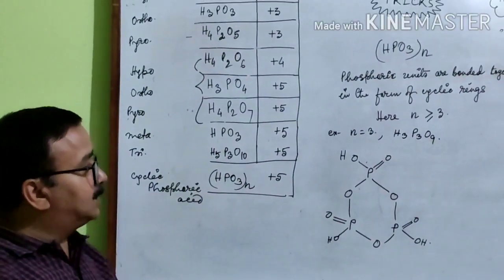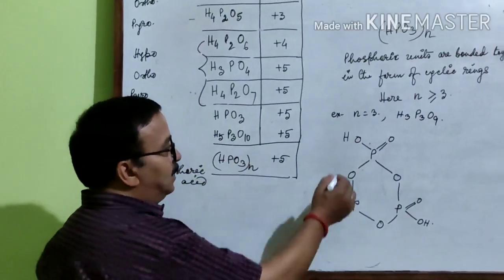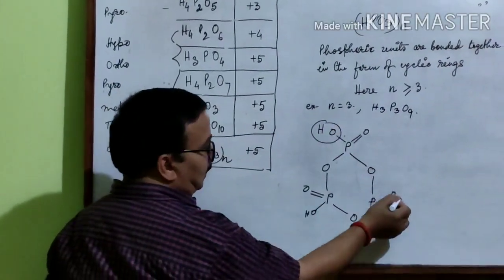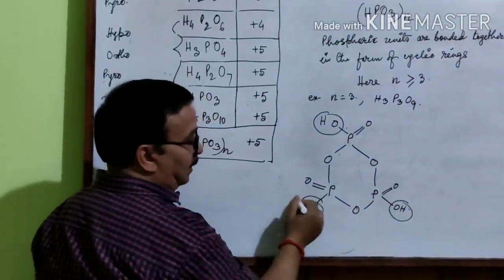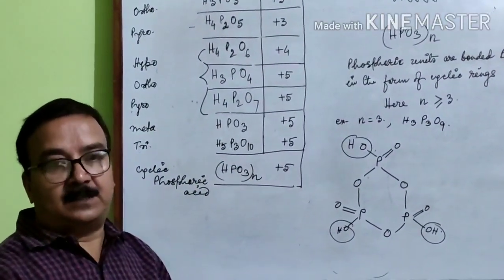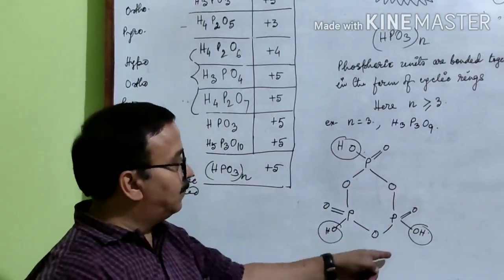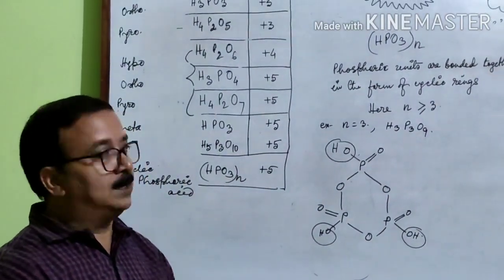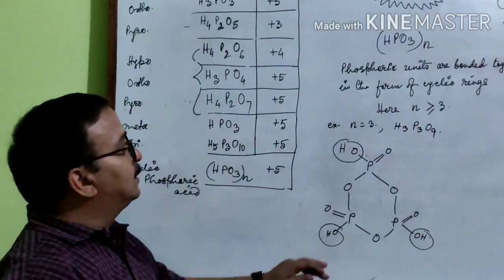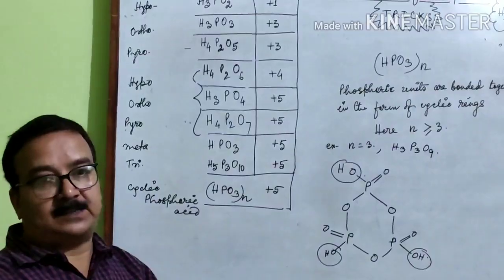So in this acid, how many ionizable OH groups are there? The number of ionizable OH groups is 3. Therefore, it is a tribasic acid, that is a triprotic acid. And since it is in the form of a cyclic ring, it is an example of cyclophosphoric acids.